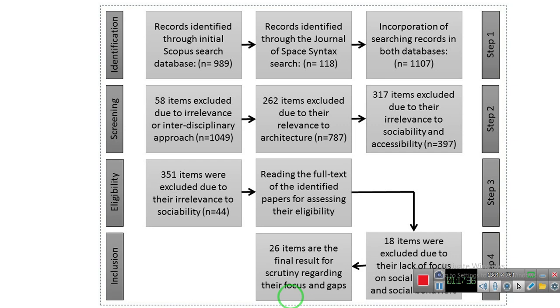In the eligibility section, in step 3, we have excluded 315 paper items due to their irrelevance to sociability, the main topic of the article. And here we identify 44 papers.